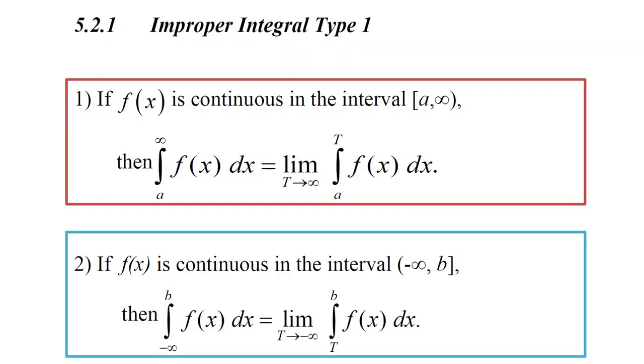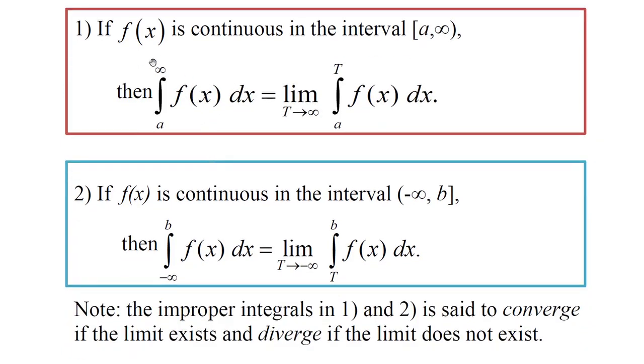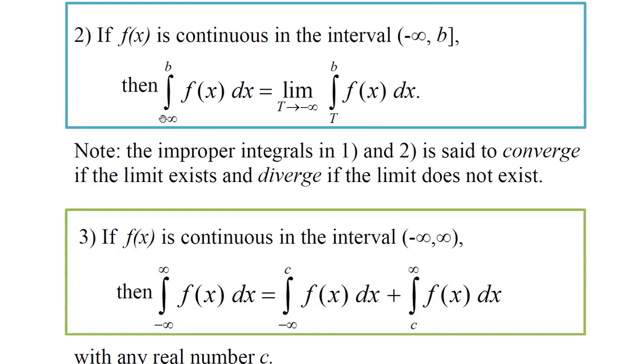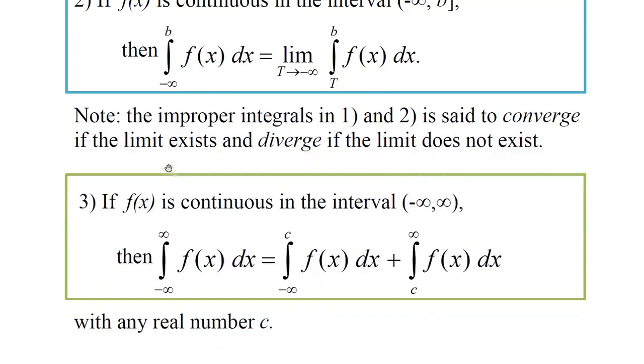Okay, let us see improper integrals type 1. Like I said in the previous video, type 1 has 3 types of limit. The first one is from a to infinity. The second one is from negative infinity to b. And the third one is from negative infinity to infinity.